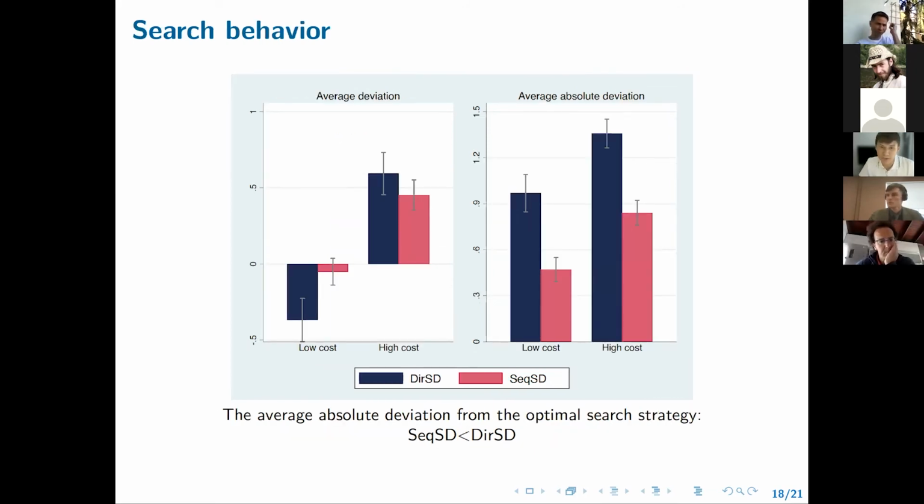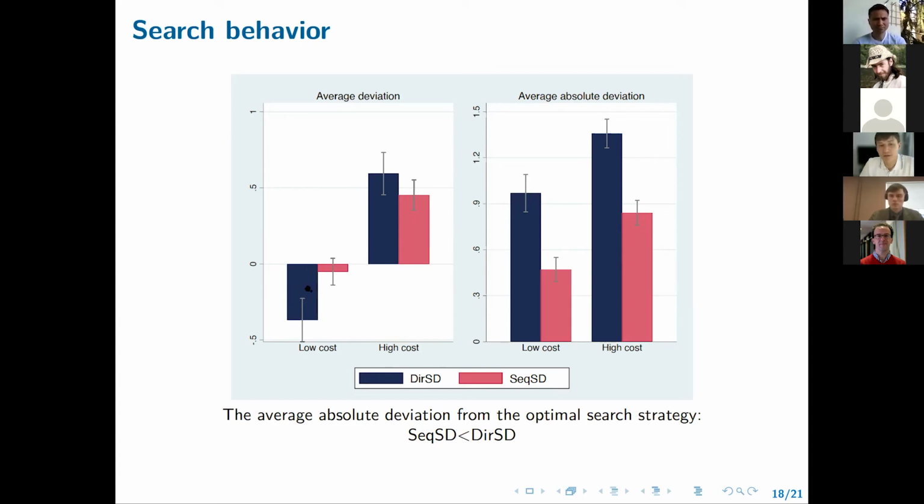If you look at the search behavior, whether people are rational, of course, there are many ways of looking at it, but here we just look at the average deviation. Here there is no cutoff because we don't have point predictions for it. In the low-cost environment, we observe slight under-search, which is very untypical. Typically, people over-search in experiments. This is just explained by the fact that most of the people are predicted to acquire full information, so it's very hard to over-search. While in the high-cost environment, we observe over-search.